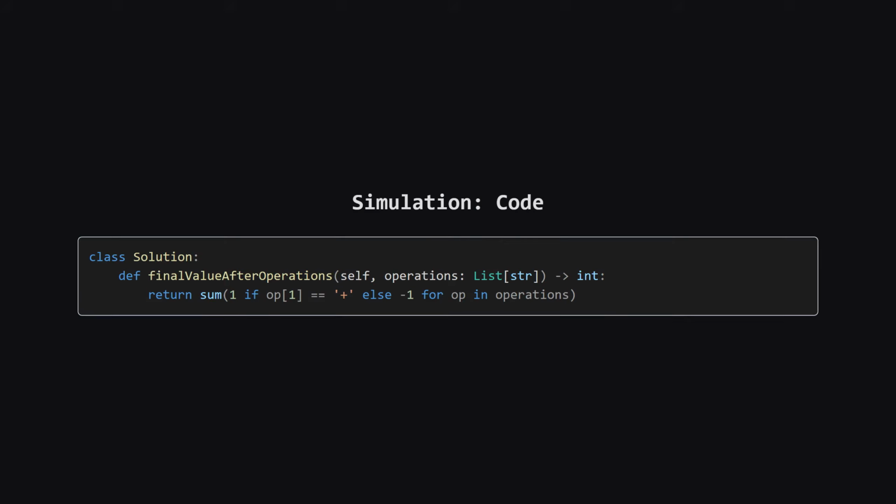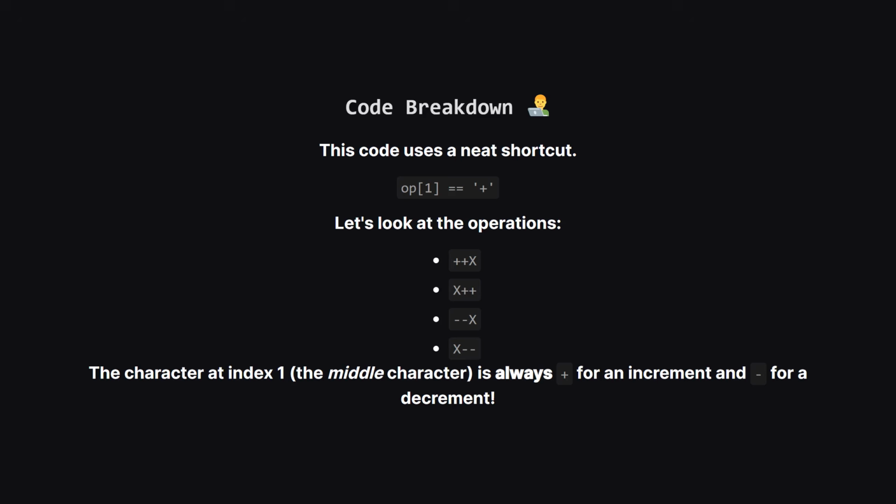Alright, here's the Python code for this approach. It might look a little magical at first since it's all on one line, but the idea behind it is really clever and simple. Let's break down how it works. So how does this one-liner work? It hinges on a clever observation.